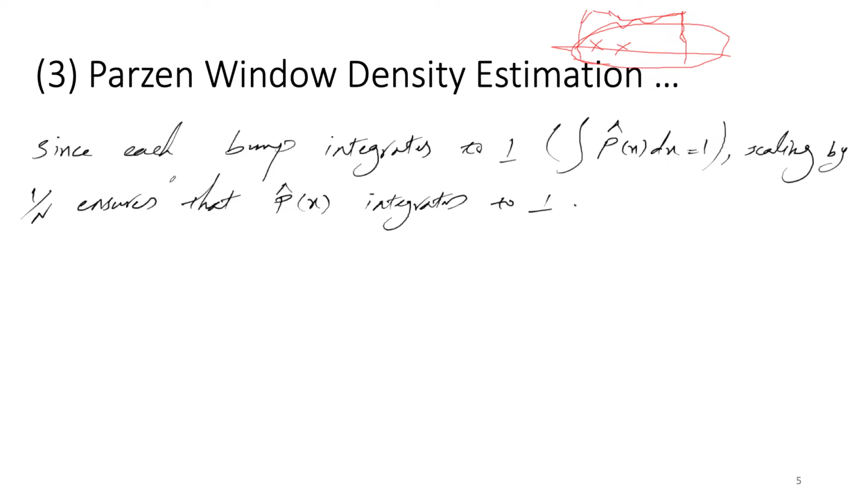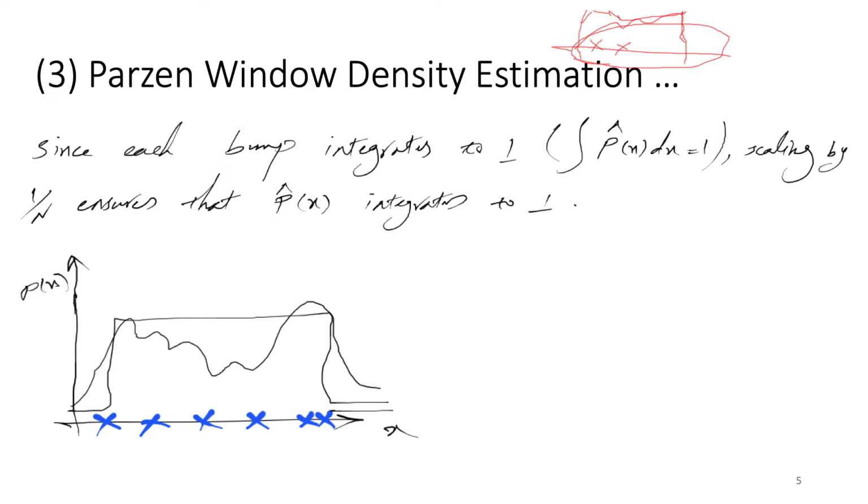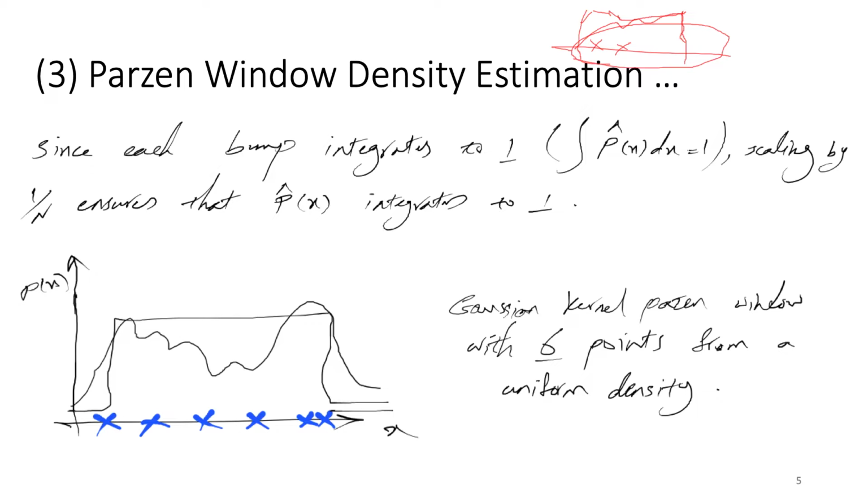So if you have several bump functions, we have to normalize them. You have to scale them by 1 over n, so that it ensures the p hat estimate integrates to 1, right? In this case, I guess you had it last session, you had 6 points. So the Gaussian kernel using Parzen window with 6 points is going to form a uniform density distribution, right? And we want to make sure this is equal to 1.